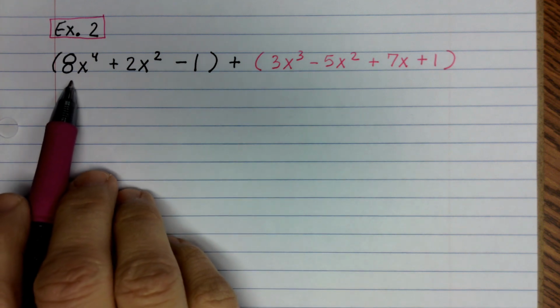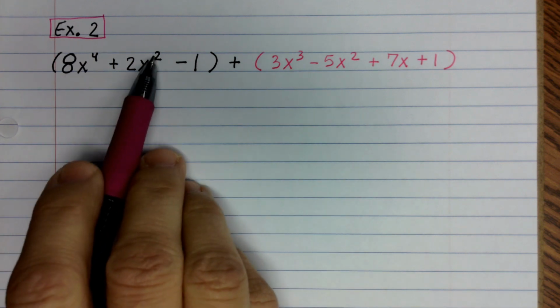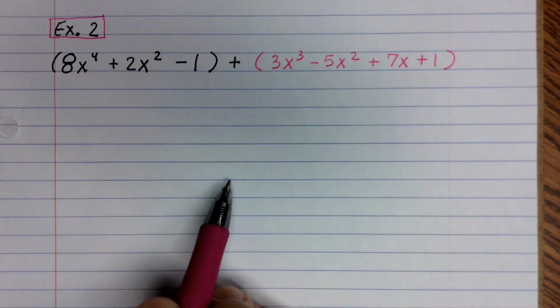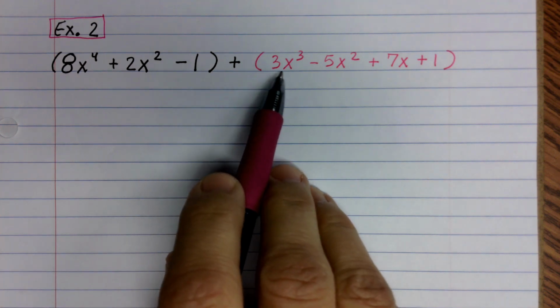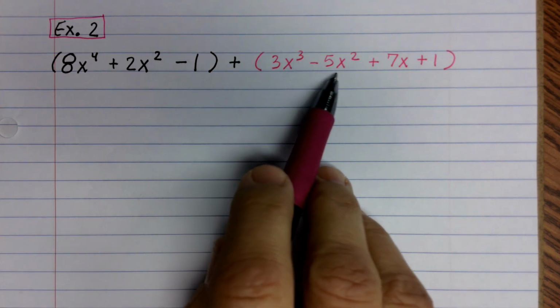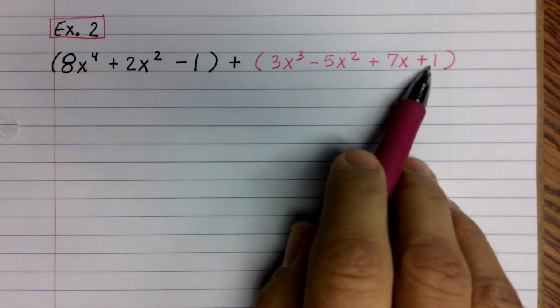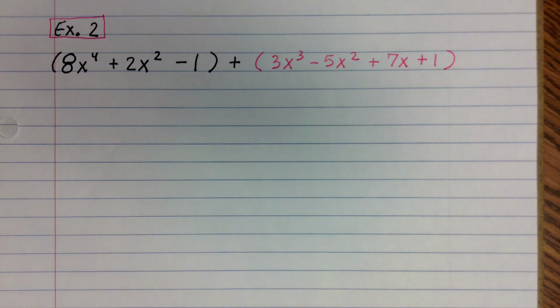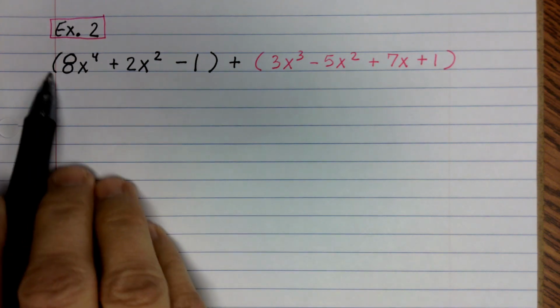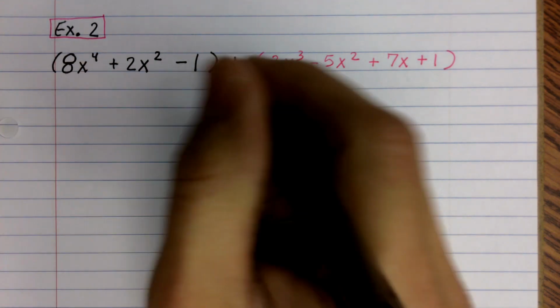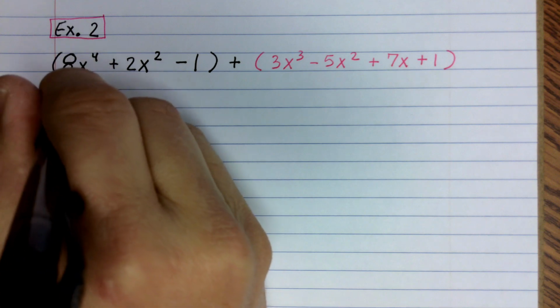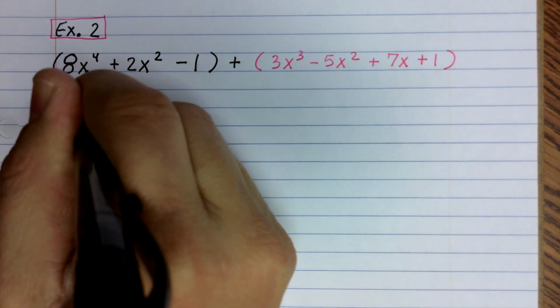For instance, we have 8x to the 4th power plus 2x to the 2nd power minus 1. And in the second expression, we have 3x to the 3rd power minus 5x to the 2nd power plus 7x plus 1. So notice we have 4 terms on the left, and here we just have 3 terms. I'm going to start with my highest term on the left. I'm going to rewrite it, and write 8x to the 4th power.